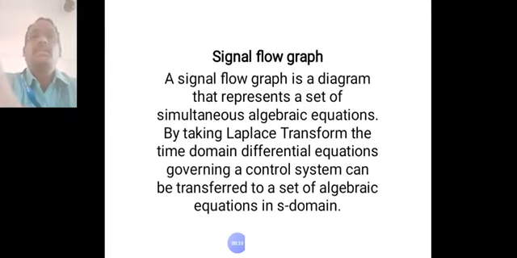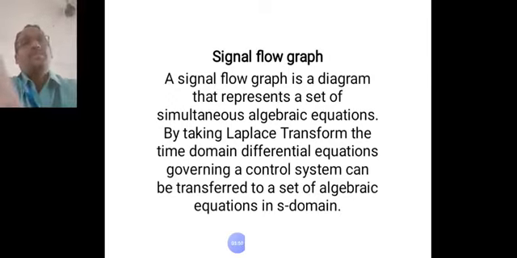So basically, signal means a physical quantity that carries information. So that is called a signal. Here the signal flow graph is a diagram that represents how the signal flows from one point to another point and also gives the relationship among the signals. Also it is a diagram that represents a set of simultaneous algebraic equations.